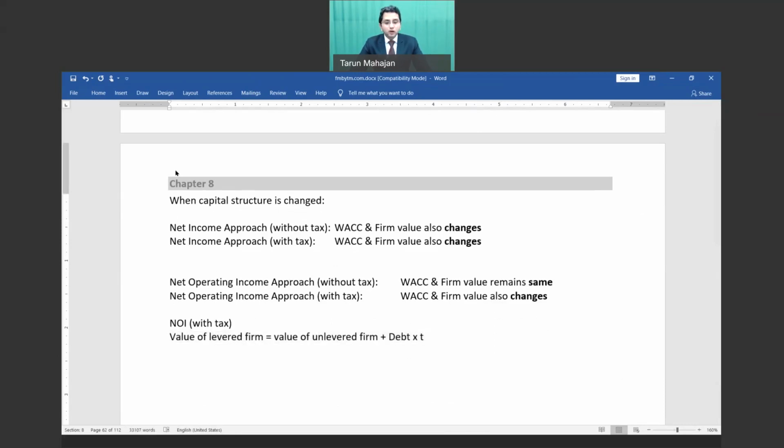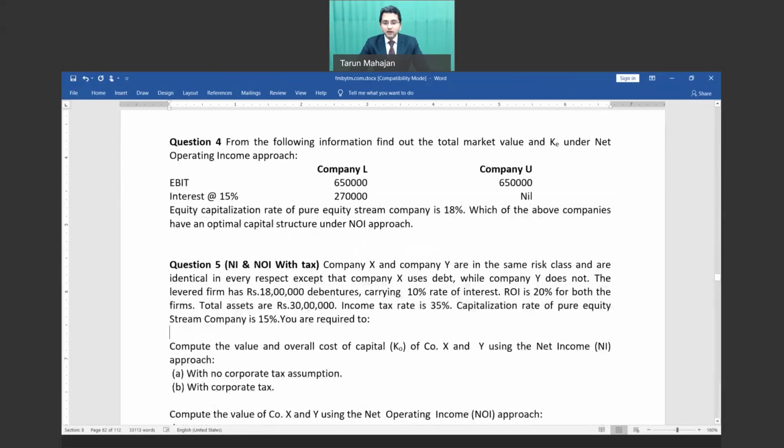So let's solve one question quickly on that. And how do you calculate value of unlevered firm at all? So value of unlevered firm is equal to EBIT divided by weighted average cost of capital. So first you calculate value of unlevered firm, then you add to it debt multiplied by tax rate to arrive at the value of levered firm. Okay, we don't have time for a numerical problem.